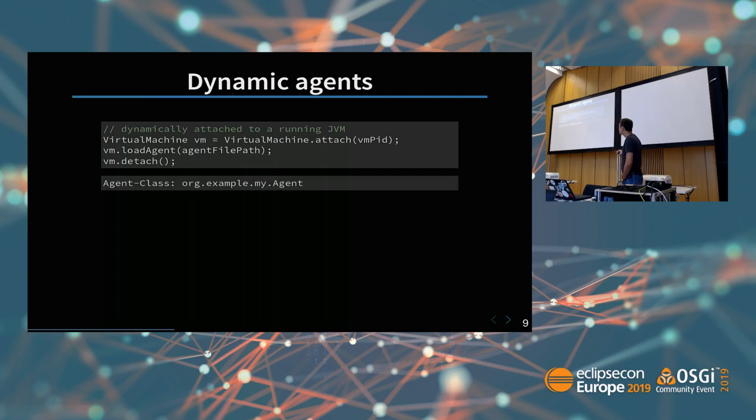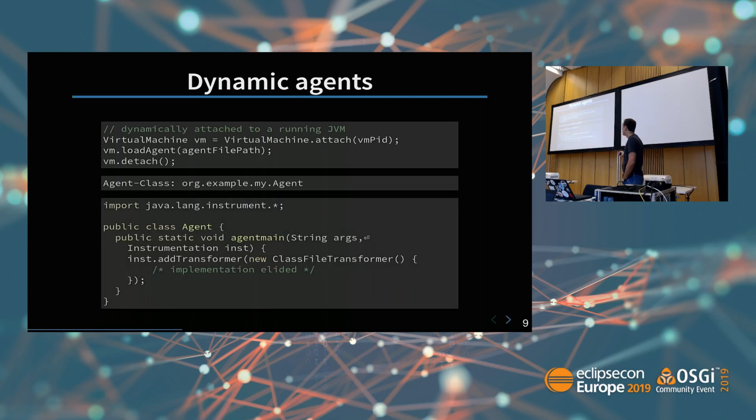That agent that you pass here also needs to have a manifest entry, but it's different. Right now it's not a pre-main class, it's an agent class. And ultimately the signature is the same, well, the arguments are the same, but the name is different. So a couple of notes here. You can support static and dynamic agents both because the signatures and the manifest definitions do not overlap.